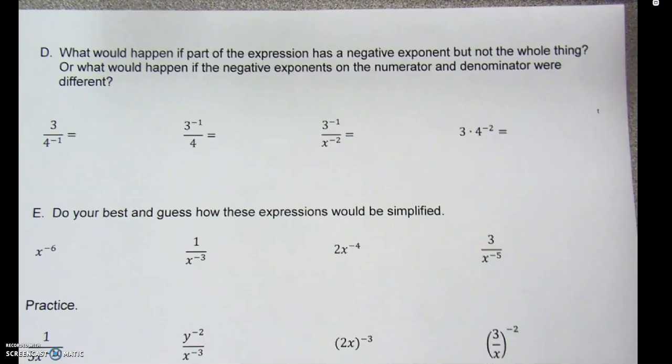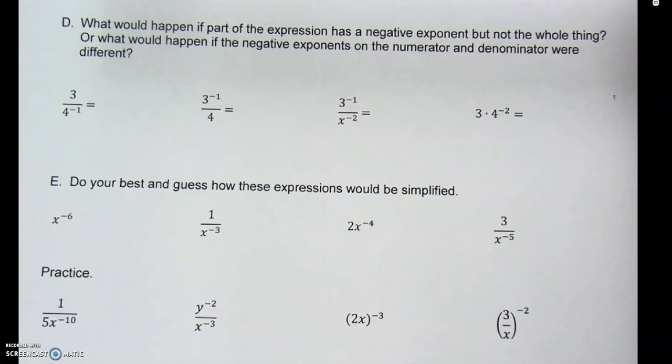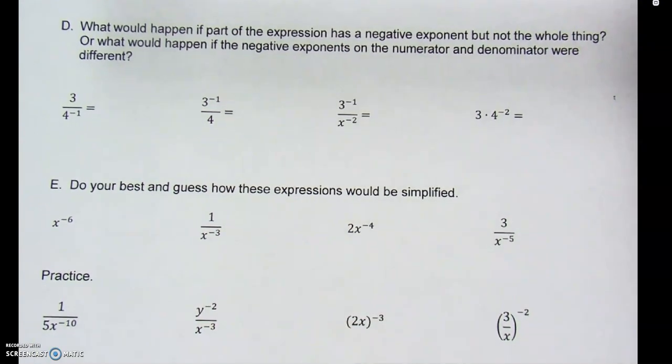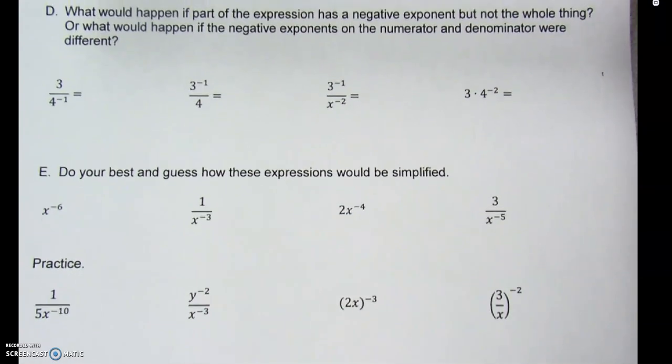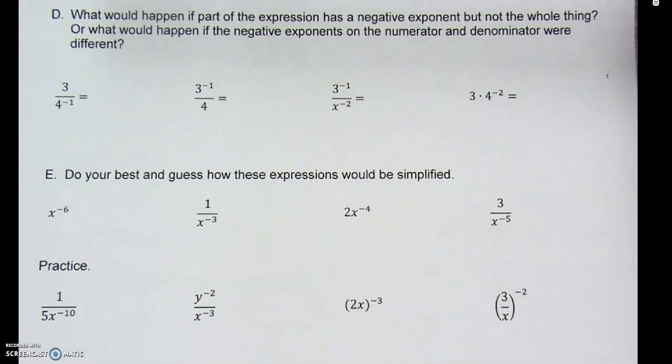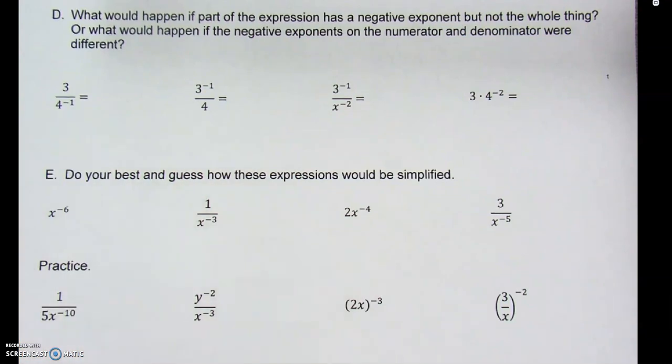What would happen if part of the expression has a negative exponent, but not the whole thing? This is what we're talking about when you have to pay attention to which part of the expression the negative exponent actually applies to. In this case, the negative exponent is here on the 4, which means that this 4 is going to move from the denominator to the numerator.